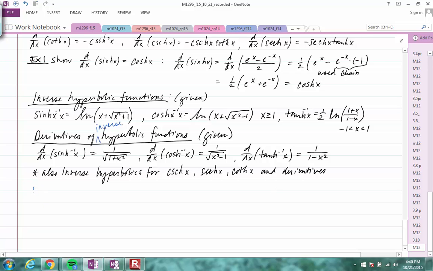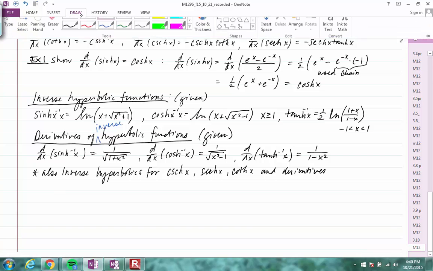So now we're going to run through a bunch of examples. So black.